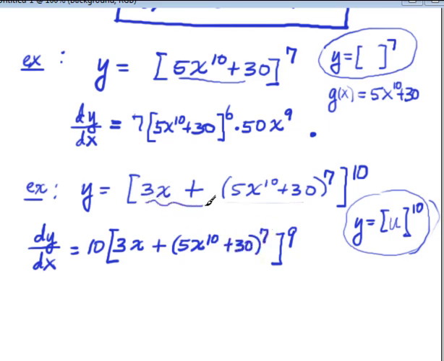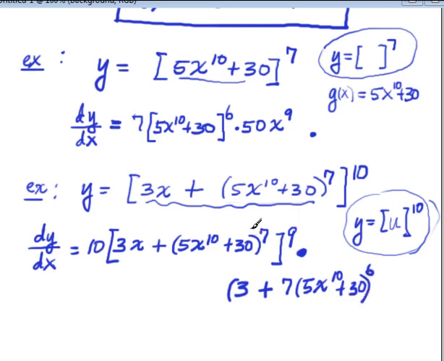And now we have to multiply by the derivative of the inner function. I don't really have room, so I'm going to write it here. We're multiplying by the derivative of 3x plus the derivative of this, which calls for another chain rule. So that would be 7 times (5x to the 10th plus 30), change that exponent to 6, and now multiply by the derivative of that inner function, so 50x to the 9th goes right here.